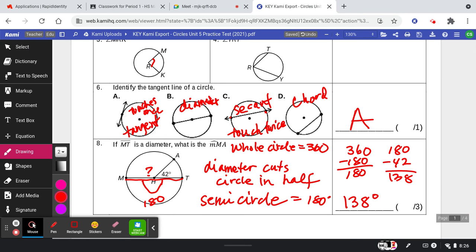That's supposed to be one of the easier ones at the beginning of the test. Like, oh yeah, whole circle's 360. I just subtract these two things off. Are you guys going to remember that the diameter means it's a semicircle, means it's 180? Okay.